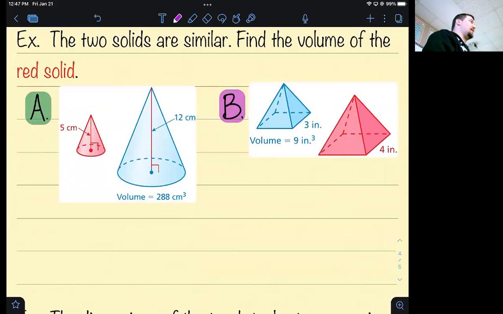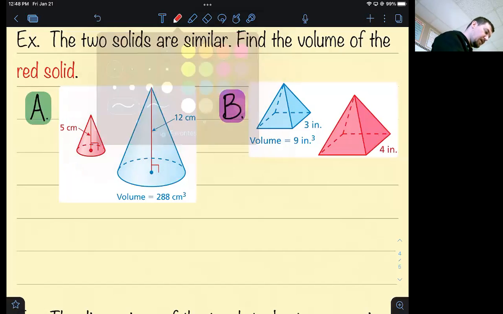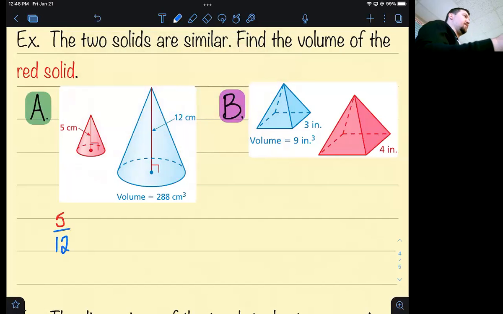Start with the side length ratio. Jace, can you give me the side length ratio? And let's just have everybody do the same way. We'll go red to blue. 5 to 12. Okay. So 5 to 12. It's not that you couldn't go 12 to 5. I just want to make sure we're all doing the same thing and not getting 2 different sets of work here. Okay, Jace, is that side length ratio reduced?